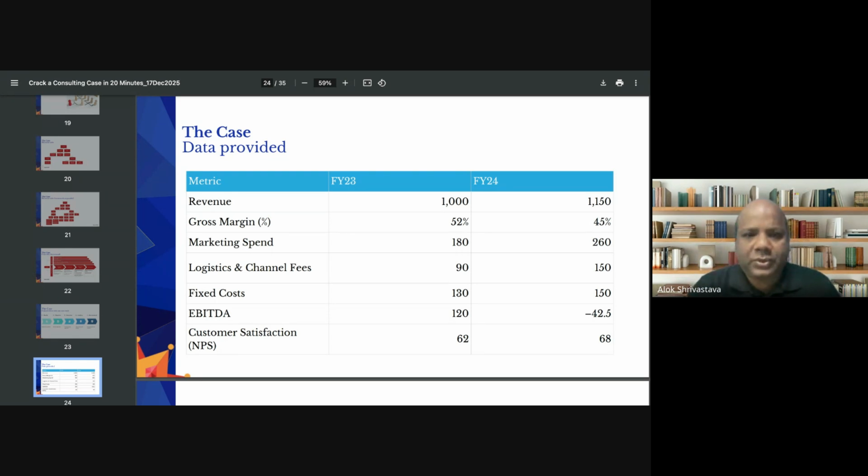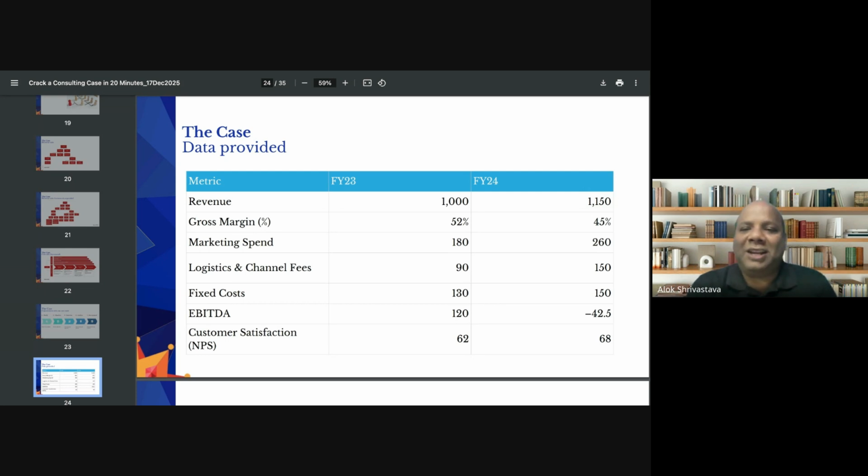If you see, the gross margin was 52%, but now it is only 45%. There is a huge drop of around 7%. And how is gross margin calculated? Revenue minus direct selling cost, cost of goods sold. So either your cost of goods sold has increased, or there's some other issue. Okay, now very good point.